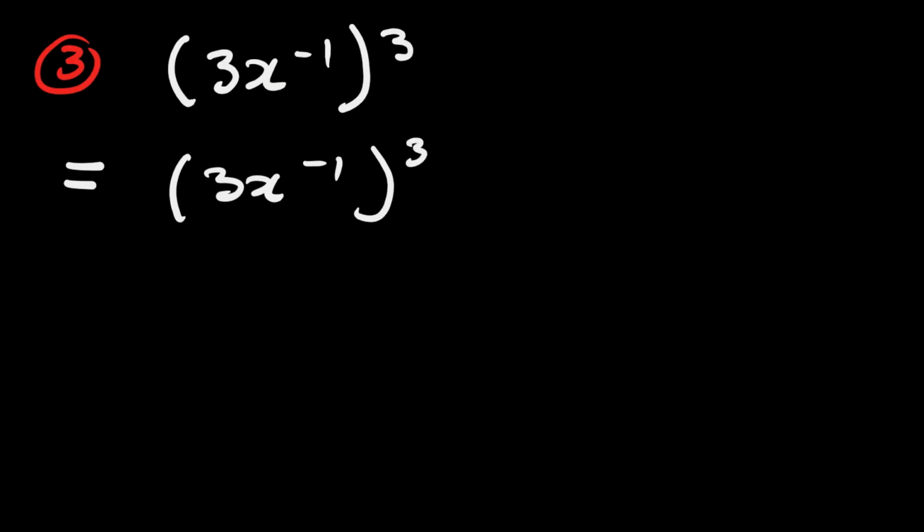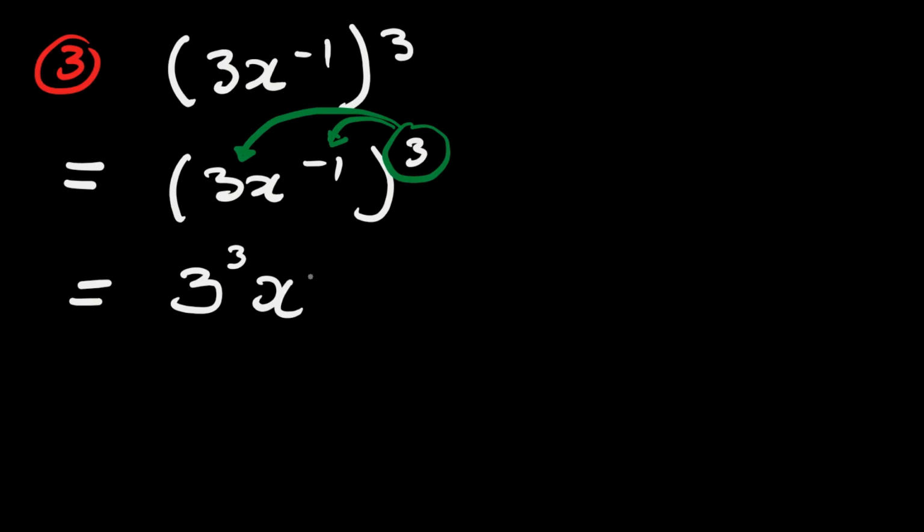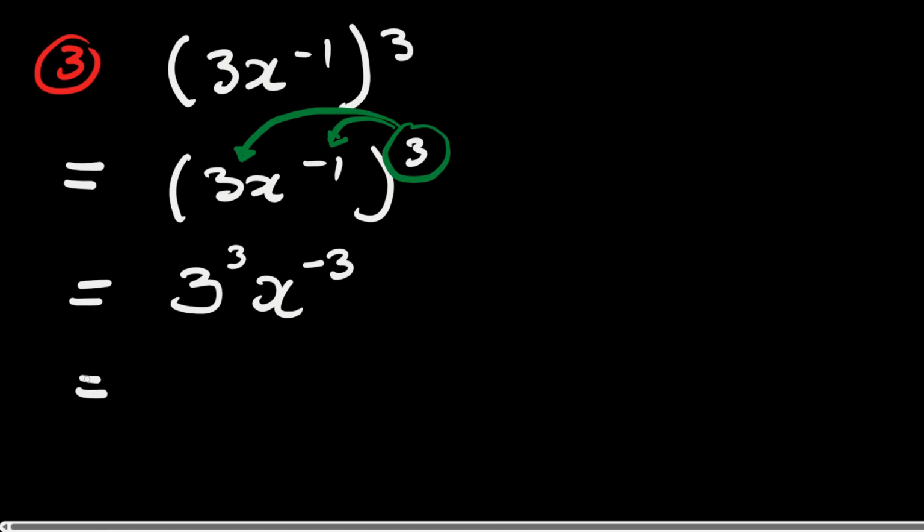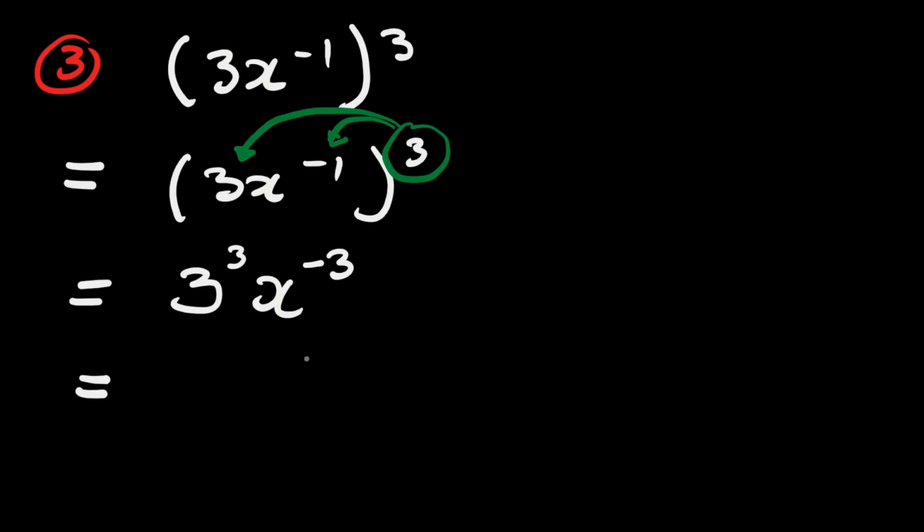Now which states if there's an exponent outside, we have to multiply the exponents of the bases inside, just like that. Meaning our answer from here would be 3 to the power 3, and x, -1 times 3 gives a -3. And from here we can simplify it: 3 to the power 3 is 3 multiplied by itself 3 times. So it's 3 times 3 times 3, which gives us 27.